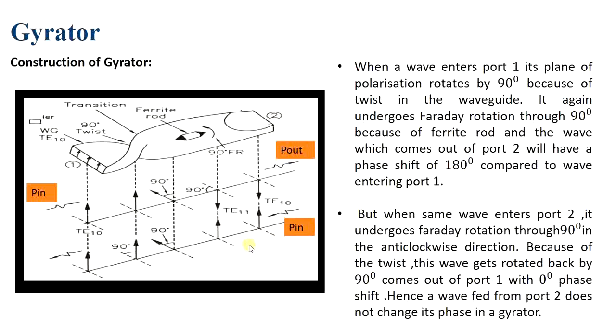So the same orientation of the electric field vector at port 2 and port 1 indicates that there is no phase shift when the signal travels from port 2 to port 1. In this way the gyrator is constructed, and a phase shift of 180 degrees is achieved from port 1 to port 2, and 0 degree phase shift from port 2 to port 1.